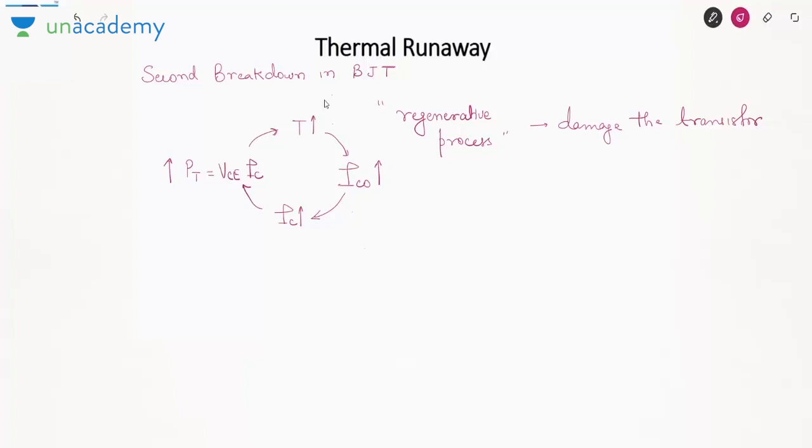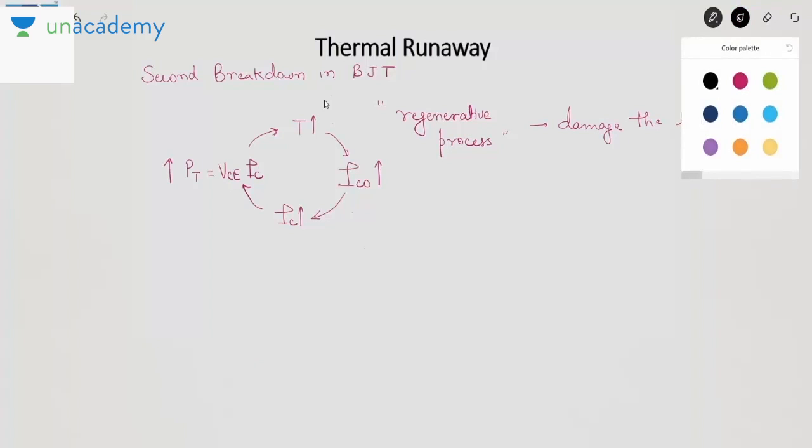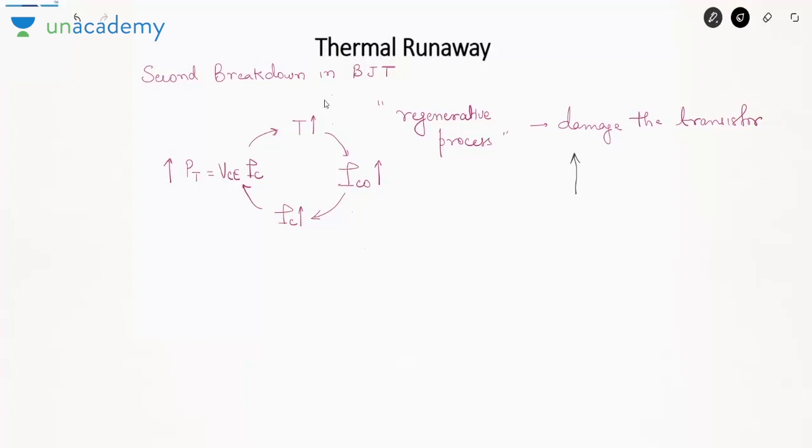Now since power amplifiers are handling a large amount of power, this thermal runaway becomes more crucial, because if we don't care about thermal runaway, then my BJT or my power amplifier may be damaged. So how to avoid thermal runaway? Now we know in a BJT when we talk about operating point, we talk about the intersection of the load line with the characteristics. So let me draw the load line for the BJT.